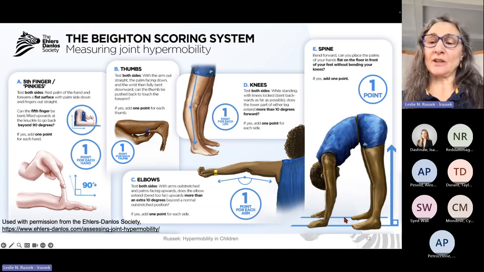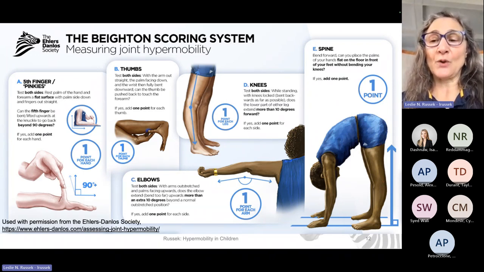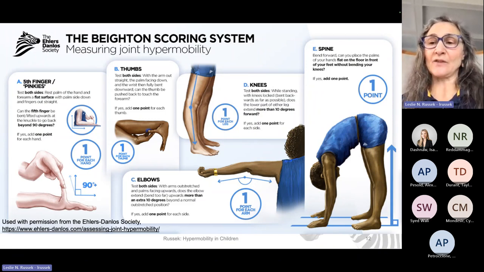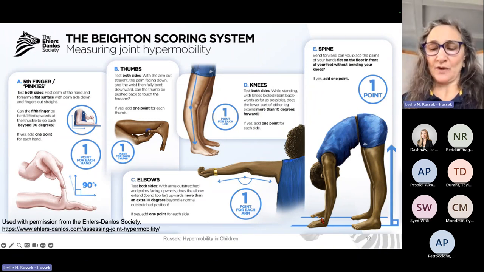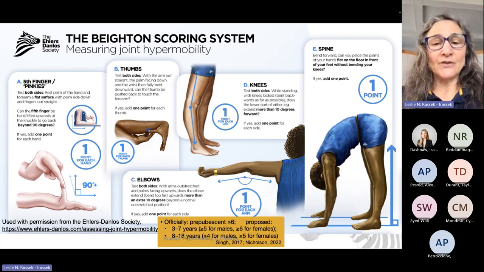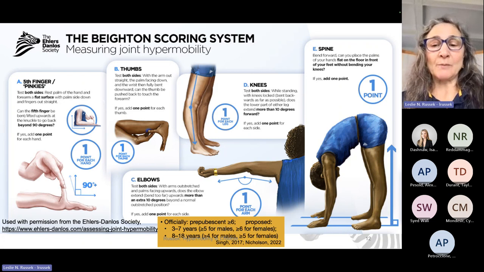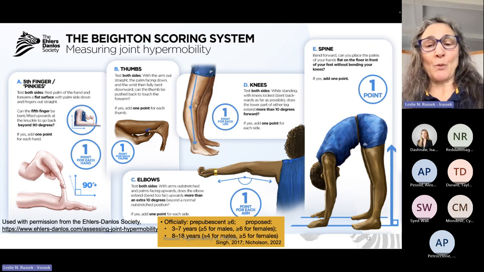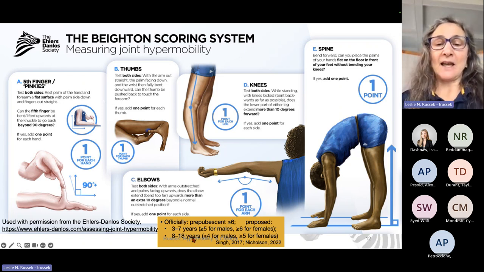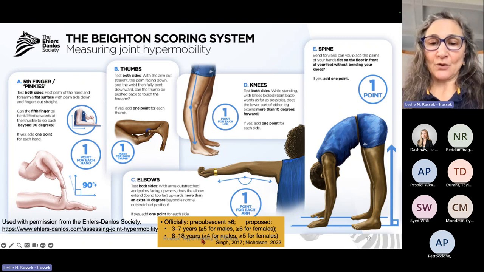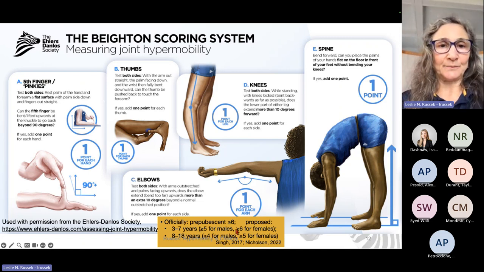And one thing about this particular criterion is that when you have kids after a growth spurt, they often have tight hamstrings. And even if they were hypermobile, those tight hamstrings might make this a negative test. So you might ask, did they used to be able to do this? In adults, the cutoff is 5 out of 9. In children, it is 6 out of 9. But realize boys tend to be less hypermobile than girls. And so research shows that an appropriate cutoff for boys would be 5 out of 9 for the younger boys. But the official criterion is 6 out of 9.